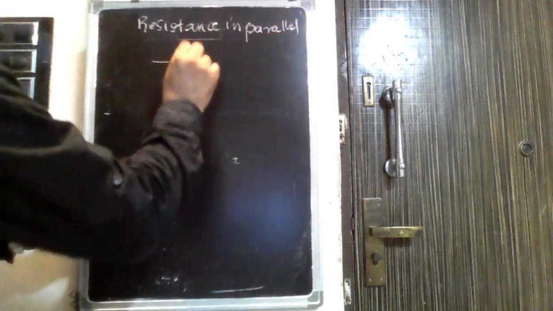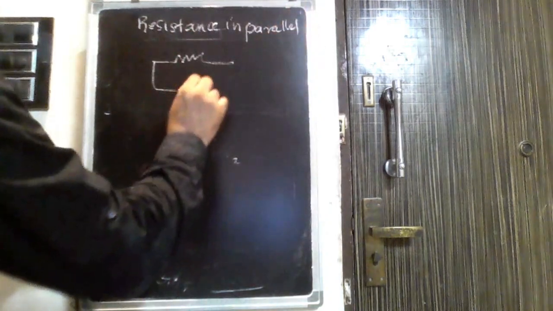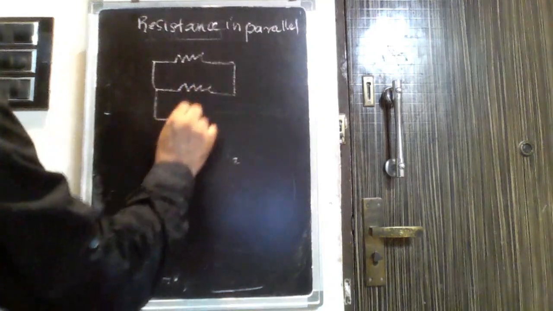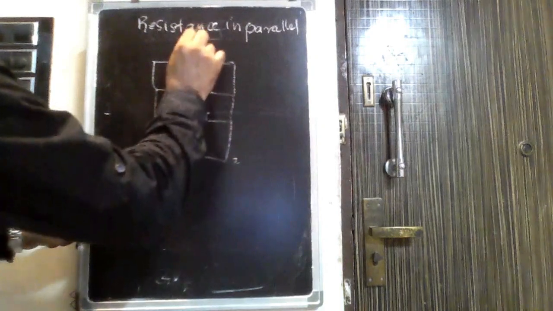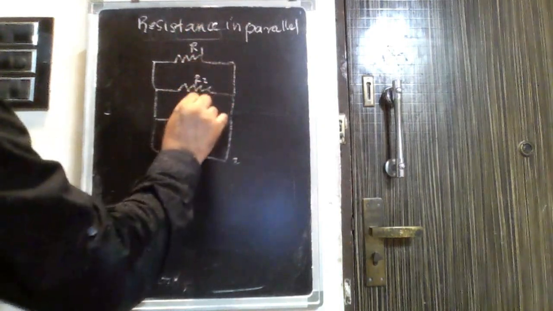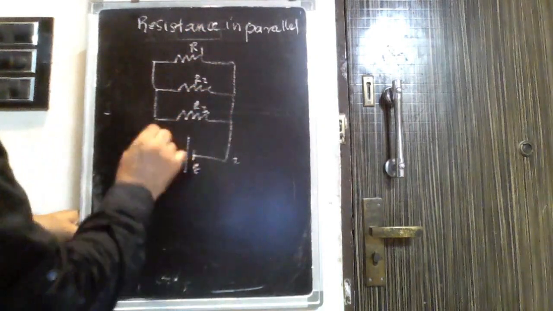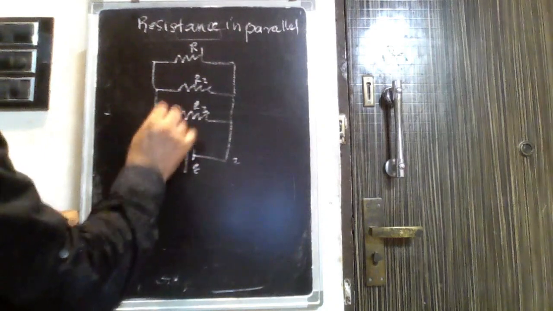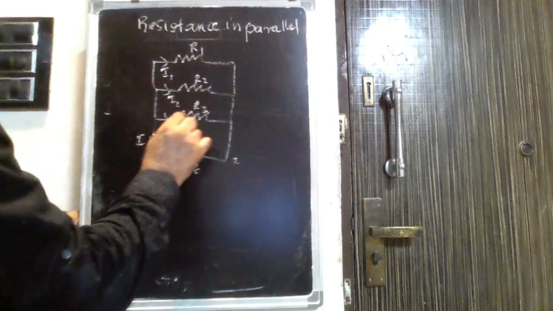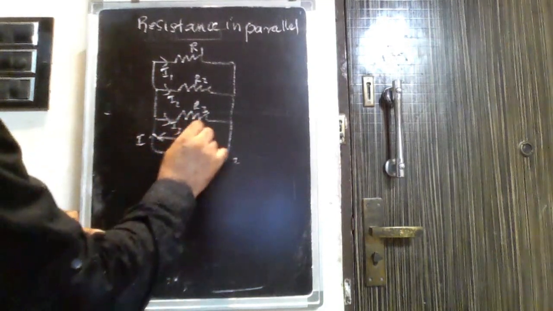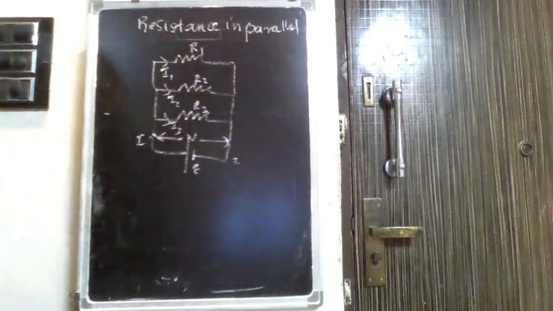So the resistors are 1, 2, and 3, and a battery. This is R1, this is R2, and this is R3. This is the EMF. The current I comes in and branches into three parts: I1, I2, I3. The voltage across is V. Terminal voltage is V, and V is the same throughout. So in a parallel circuit, voltage remains constant.